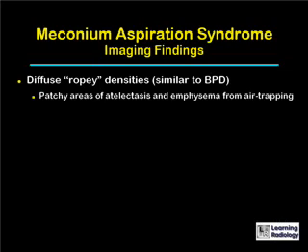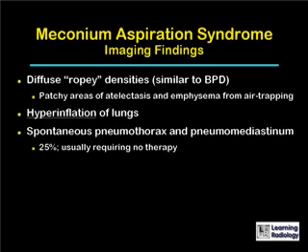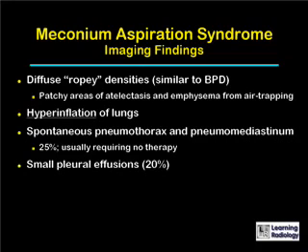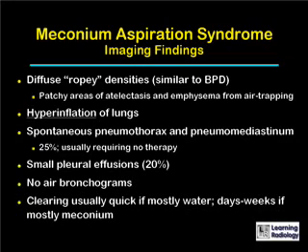Imaging findings include diffuse ropey densities similar to bronchopulmonary dysplasia, where there are patchy areas of atelectasis and emphysema from air trapping as well. There is usually hyperinflation of the lungs. Spontaneous pneumothorax and pneumomediastinum can occur in up to 25%, usually not requiring therapy. There may be small pleural effusions. There are usually no air bronchograms, and clearing is usually quick if the aspirate contains mostly water. It can take days or weeks if it contains mostly meconium.